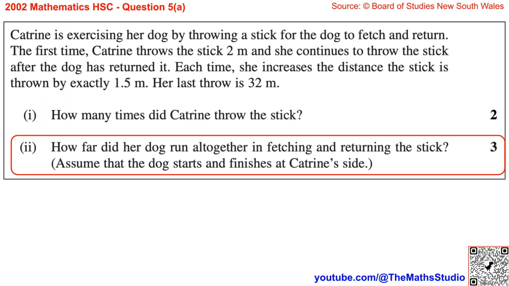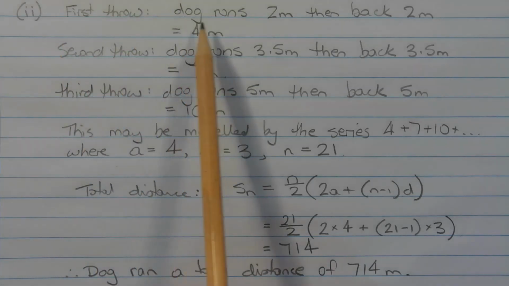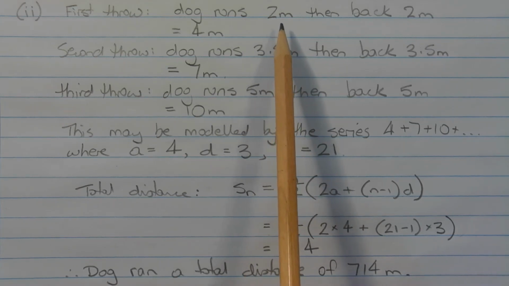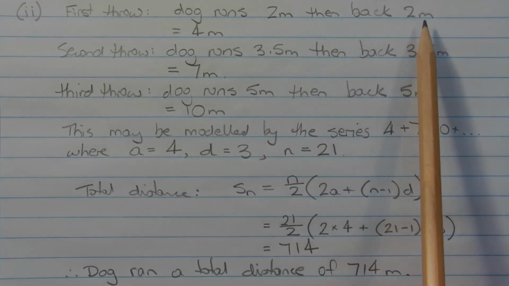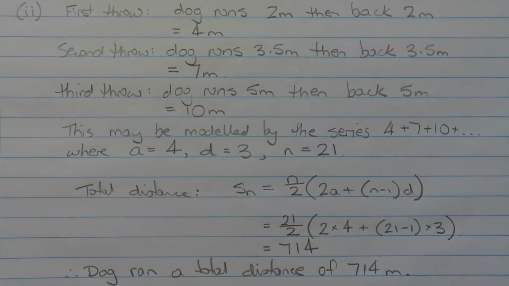Part 2. How far did her dog run altogether in fetching and returning the stick? Assume that the dog starts and finishes at Katrine's side. It may help to model the distance that the dog runs after each throw. Now, after the first throw, the dog runs 2 meters to fetch the stick and then back 2 meters to Katrine's side, which gives us a distance of 4 meters covered.